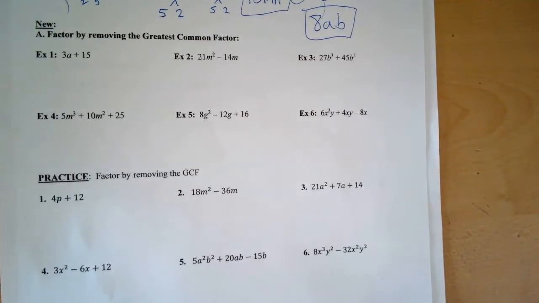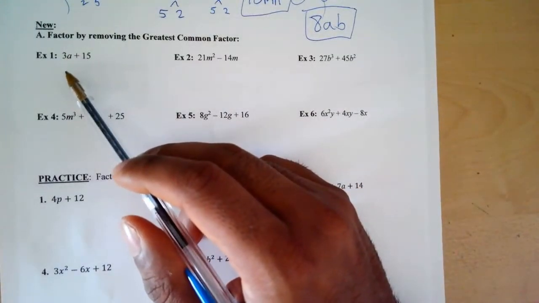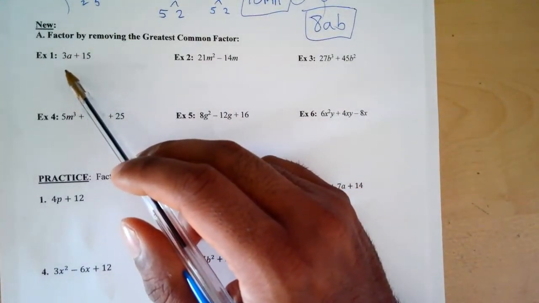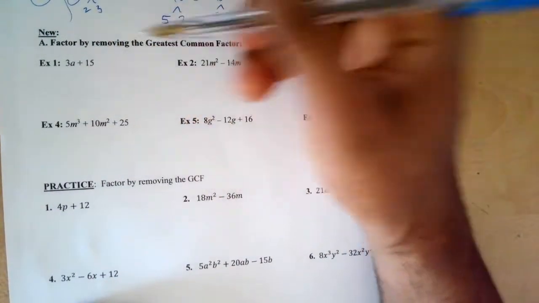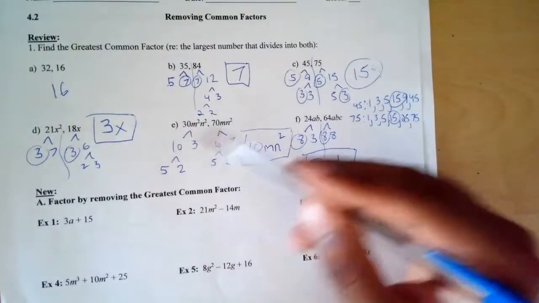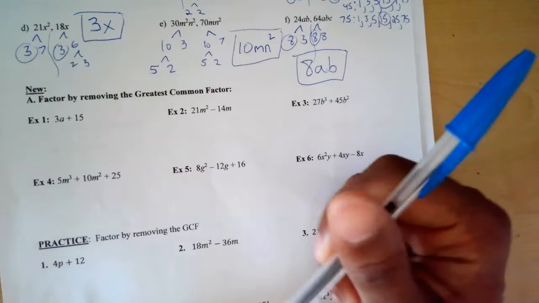Factor by removing the greatest common factor. So here what we're doing is we're trying to get from this form into the factored form. Okay, so how we do this is we think of the GCF. So once you do a few of these questions, you can start doing them in your head a bit, for the GCF part at least.